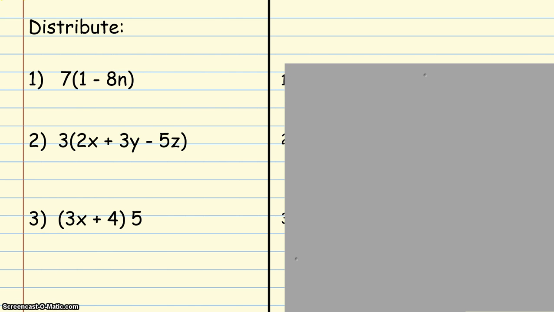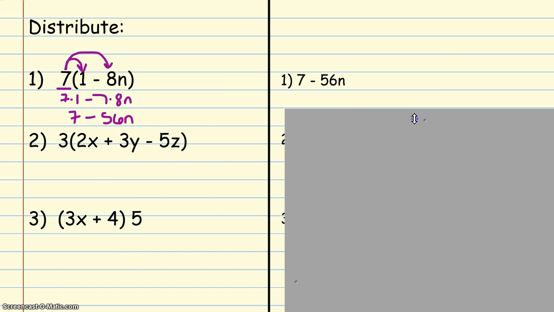Number 1, we have 7 times the quantity of 1 minus 8n. So 7 is right next to the parentheses, so we're going to multiply that to everything inside. So we're going to do 7 times 1. Then we're going to do 7 times negative 8n. Alright, well 7 times 1 is 7. And 7 times 8n is 56n. So our answer, or our distributing, is 7 minus 56n.